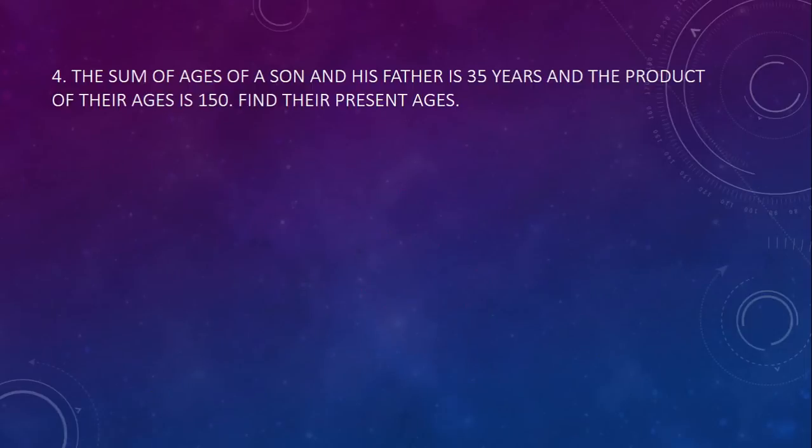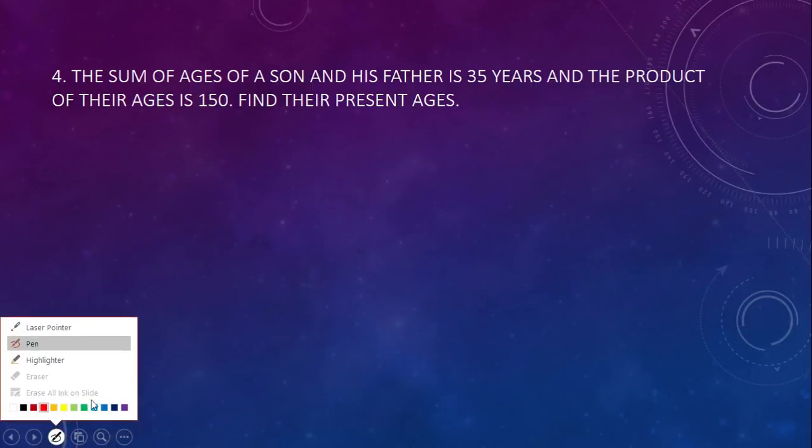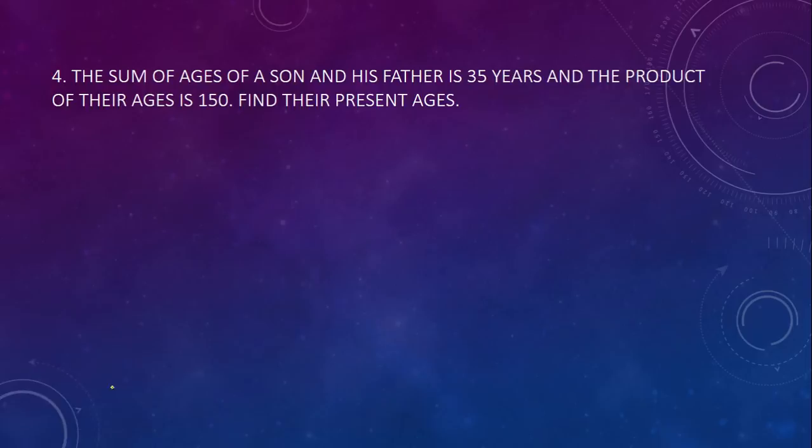Now I like ages questions. I really don't know why, but I really like solving them. So the sum of ages of a son and his father is 35 years and the product of their ages is 150. Find their present ages. Pretty straightforward.